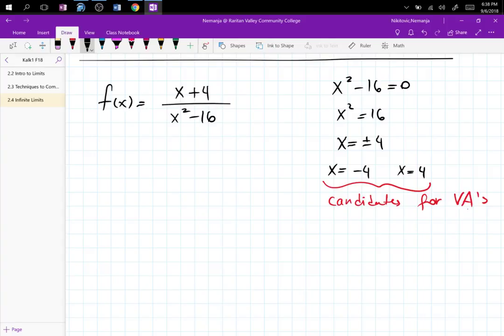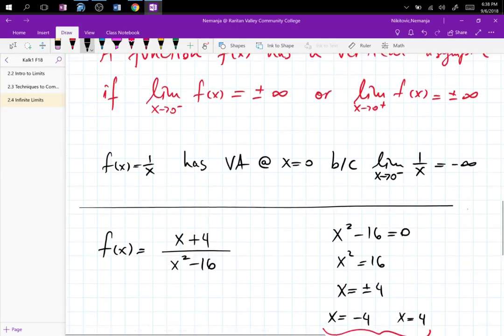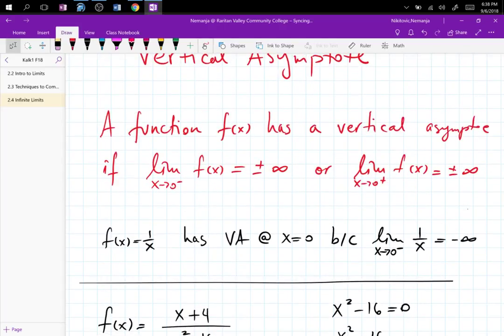Now, I want to test and see. The only way any of these or both are vertical asymptotes is if they fit this red definition. If they don't fit this, you have to scrap it. If it fits, it's a vertical asymptote. So that's very simple, right?